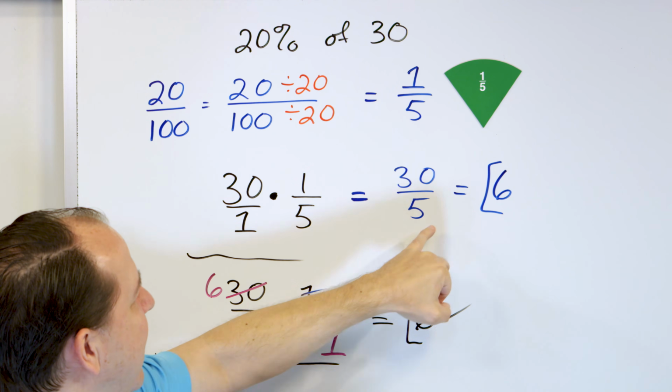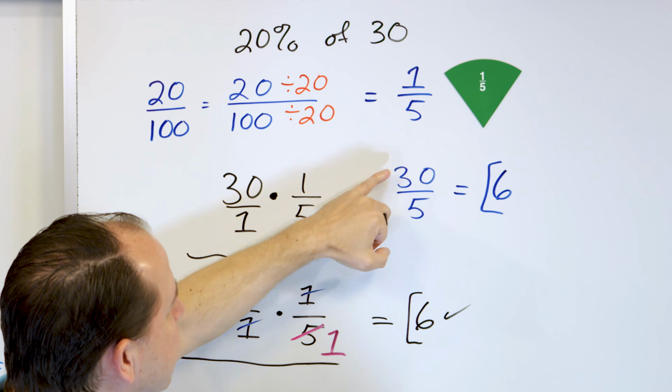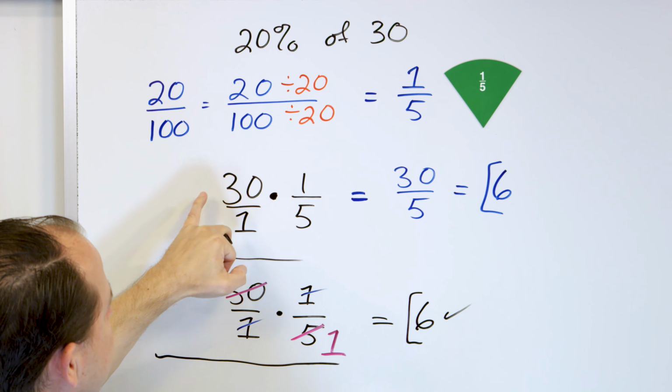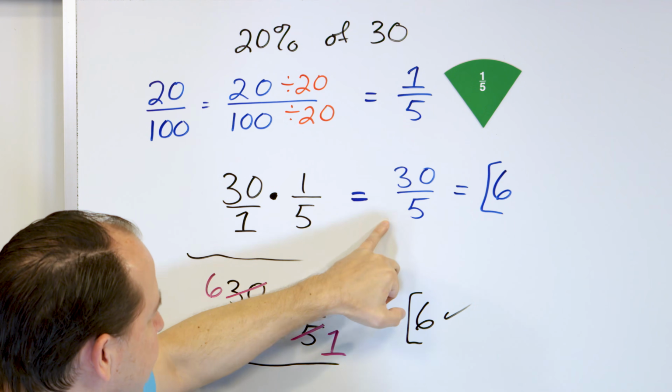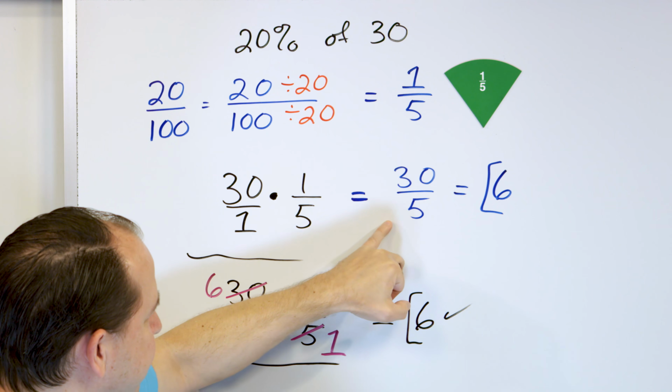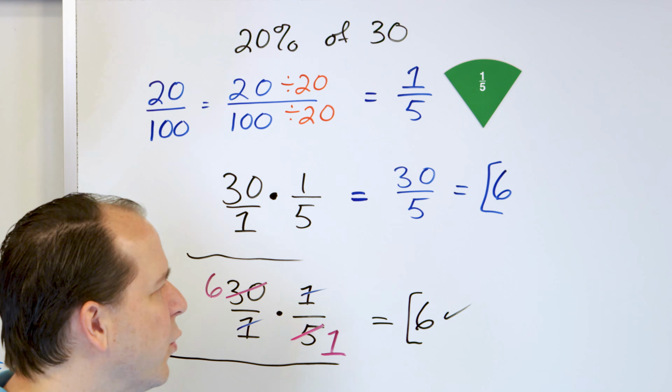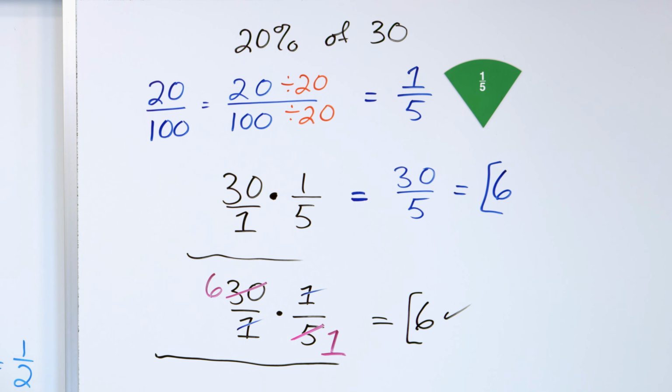So I can simplify this. Notice I can simplify this fraction by dividing top and bottom by 5. So I can multiply first, then simplify by dividing by 5 and 5, or I can just divide by 5 and 5 to begin with before multiplying. All right, let's move right along.